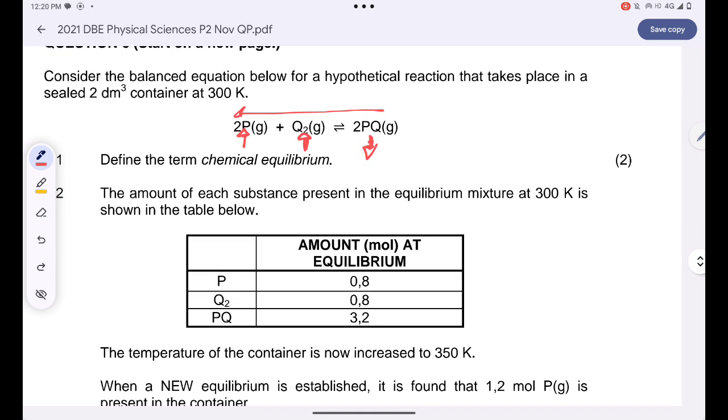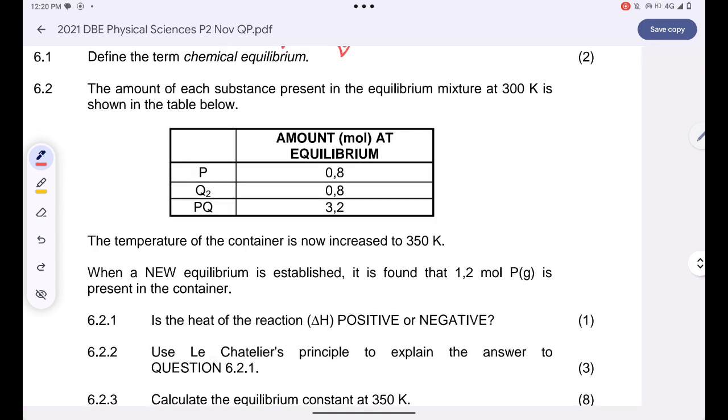If my reverse reaction is endothermic, that simply means the forward reaction must be exothermic. So over here, guys, the heat of the reaction is negative. Why? Because the forward reaction is exothermic. So our change in enthalpy has to be negative.